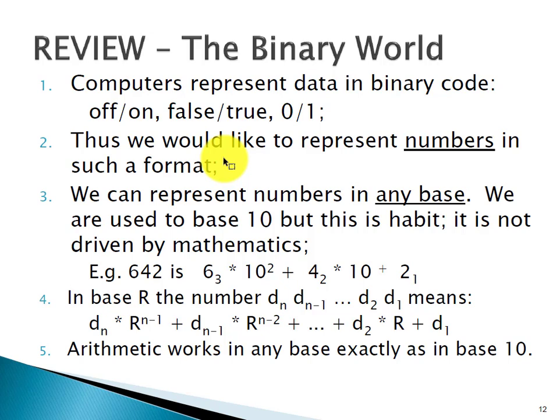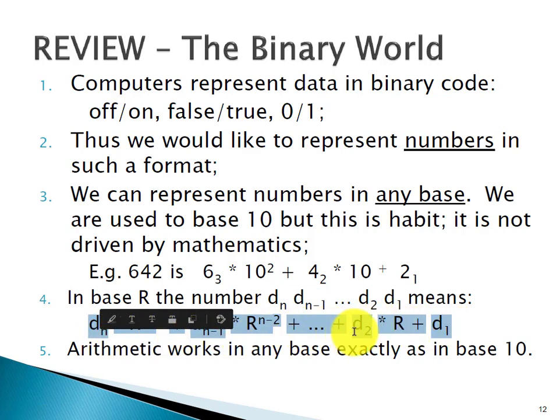Okay, and point 4 is that in base R, that's any base, if you represent a number, this is the leftmost digit, then the next digit after the leftmost digit, and so on. That just simply means in the same base you can represent the number using the positional notation formula. So by this point you should know that. And finally, point 5 is that arithmetic works in any base exactly as it works in base 10. So there is absolutely nothing different.